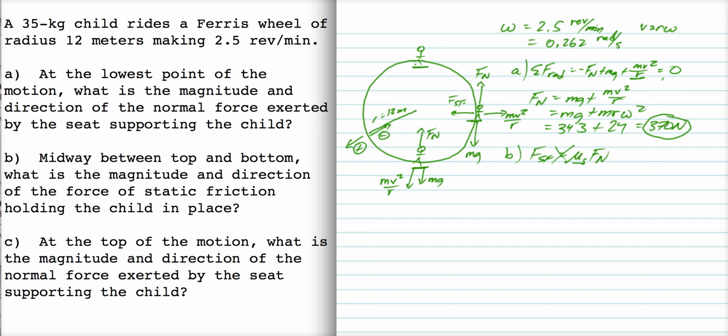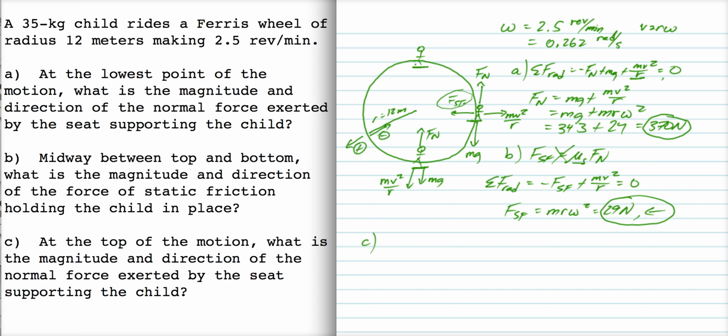Instead, let me consider the sum of all radial forces, and that's going to be minus the force of static friction plus mv squared over r is equal to 0. And now I can just solve for the force of static friction. It's m r omega squared, which is 29 newtons. And you can see the direction here, the force of static friction points radially inward. So there's the magnitude and direction of the force of static friction for part B.